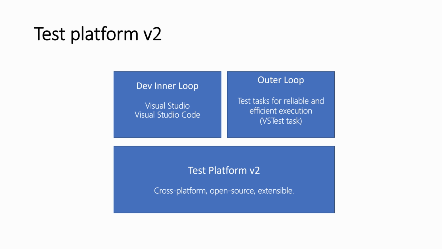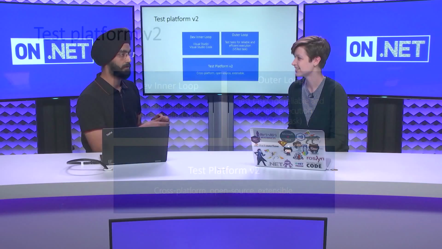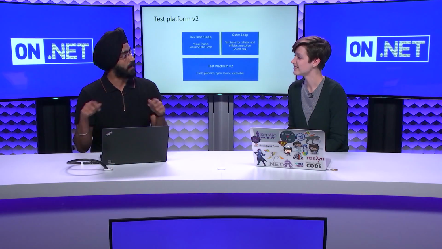And it's not just the dev inner loop that we are concerned about, right? So it integrates with the outer loop, like the pipelines as well. Sure. So the .NET CLI, the .NET task that we have, the VSTest task, which is for the reliable and efficient execution of the tests. And test platform is everywhere. It's just under the surface, so nobody actually sees what's happening. Yeah, I just get all the credit for it with the Test Explorer in Visual Studio, but you actually do the actual running.